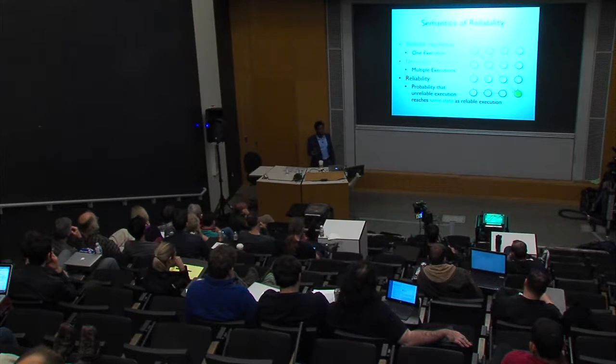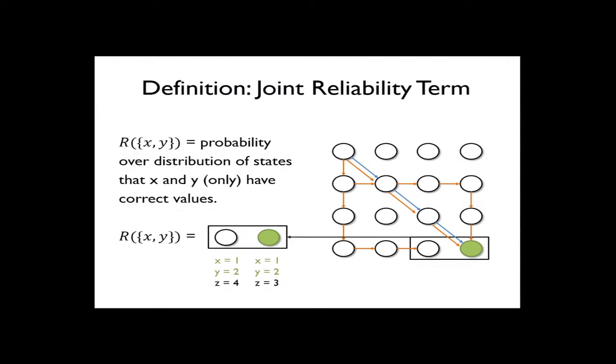Now, of course, to get these joint reliability terms, the way that we're going to define them is actually by refining this definition. Here in this case, this R of the set of variables is just going to be the probability over this distribution of states that only those variables listed, in this case x and y, have the correct values. So here, for these two states that we have highlighted down at the bottom, for this reliability term where we just care about x and y, even though these two states differ on the value of z, they're the same for x and y, so they're going to be the same in terms of this reliability definition.